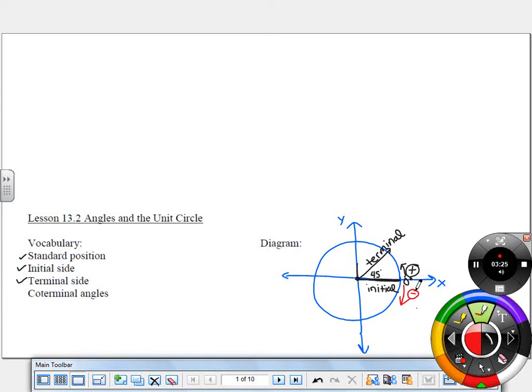So for negative 135, here's my initial side. And then, let's see, I know 90 would be here. How much more than 90 is 135? 45 more, so I know I have to be out here. Okay? And this is my negative 135 degree angle, because I went the other direction. Is that okay with everybody?